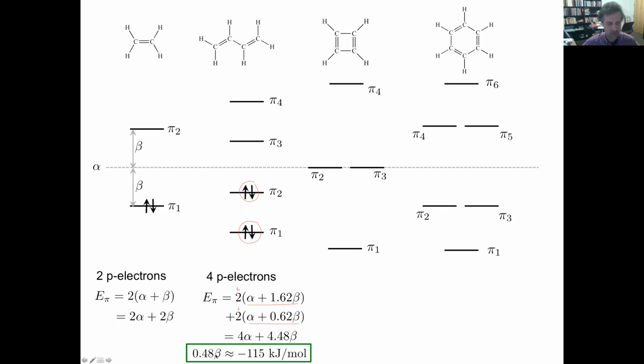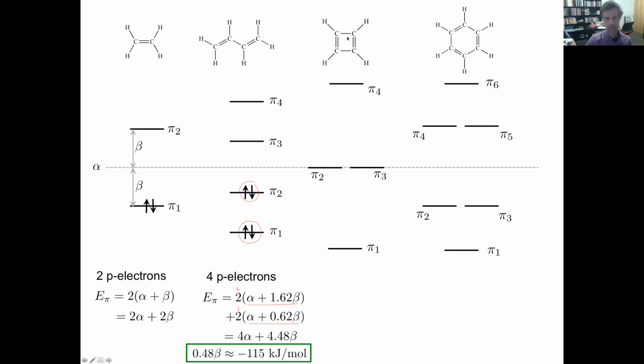And you can compute it. According to this Huckel approximation, you can just fill out what this beta is. You can compute beta numerically and multiply by 0.48, and you find negative 115 kilojoules per mole. This is a significant stabilization energy that you find because of pi conjugation. I think everybody knows that pi conjugation helps the molecule become more stable, but here we can actually compute it and see why that is.